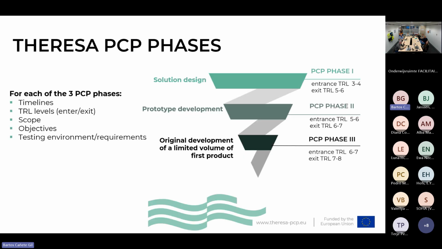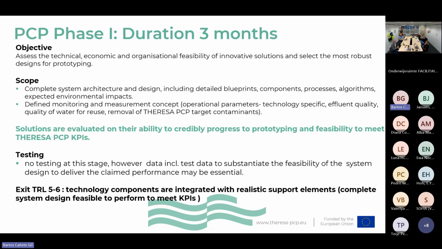So the Teresa PCP includes 3 phases: the solution design, the prototype development, and the original development of a limited volume of first products. And for each of these phases, we have defined specific timelines, the TRL levels, including enter TRL level and expected exit TRL level, the scope, the objectives, and of course the testing environment and the related requirements. I will present them in the next slides. Let's begin with PCP phase 1.